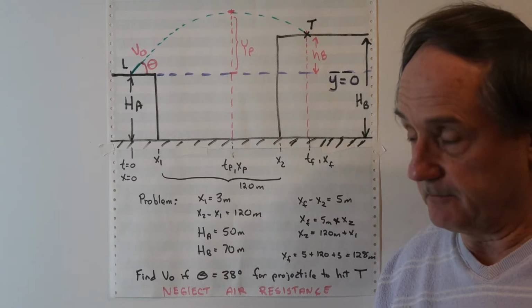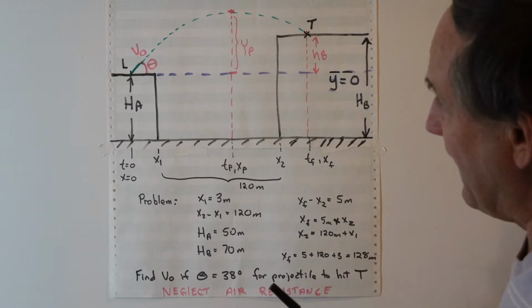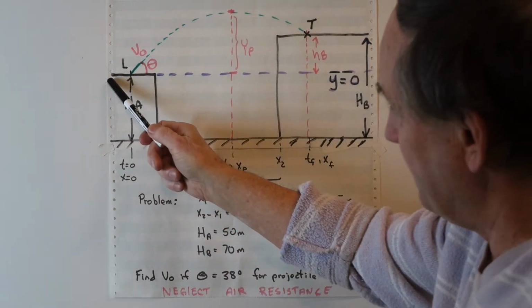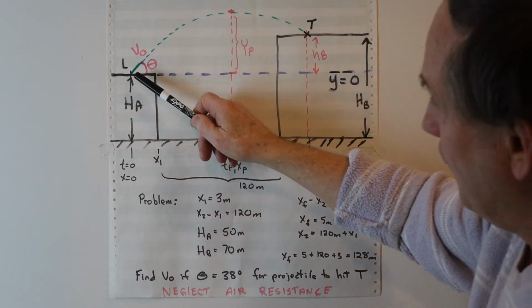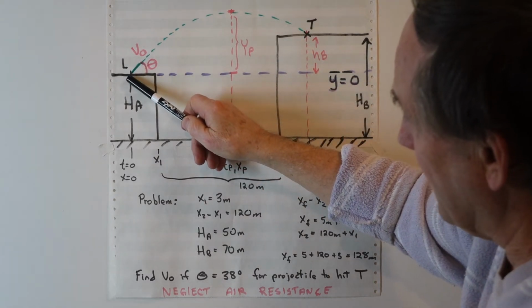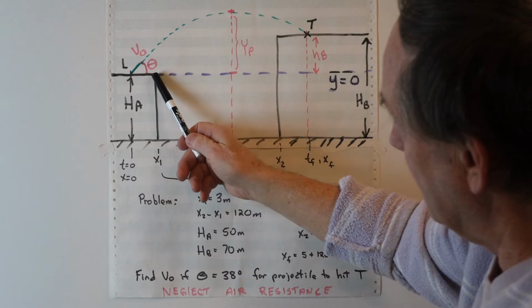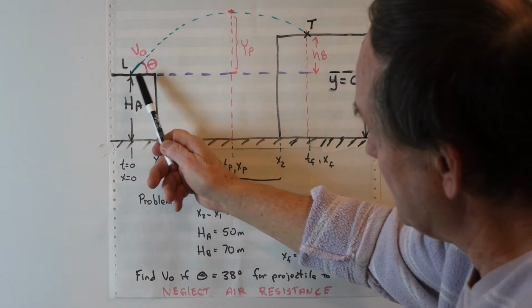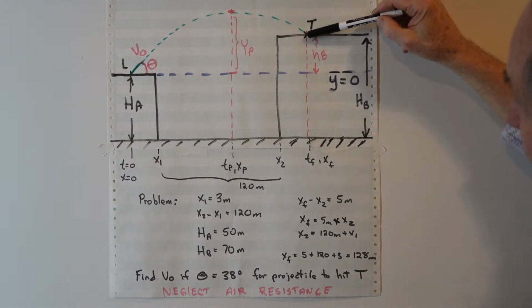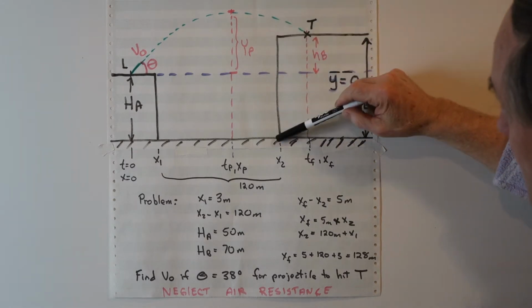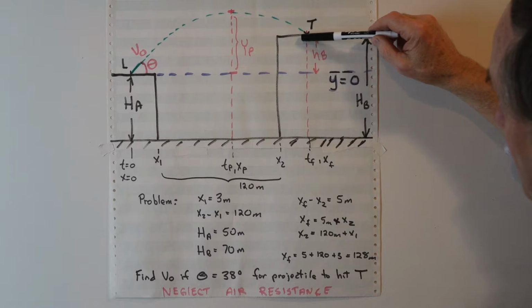Here's a dynamics problem that we're going to solve that's a little more difficult than the previous problems. What we have are two buildings. We have building A here and building B. We have a projectile launcher that's back away from the edge of building A, and we have a target that we're going to try to hit that's back away from the left edge of building B.